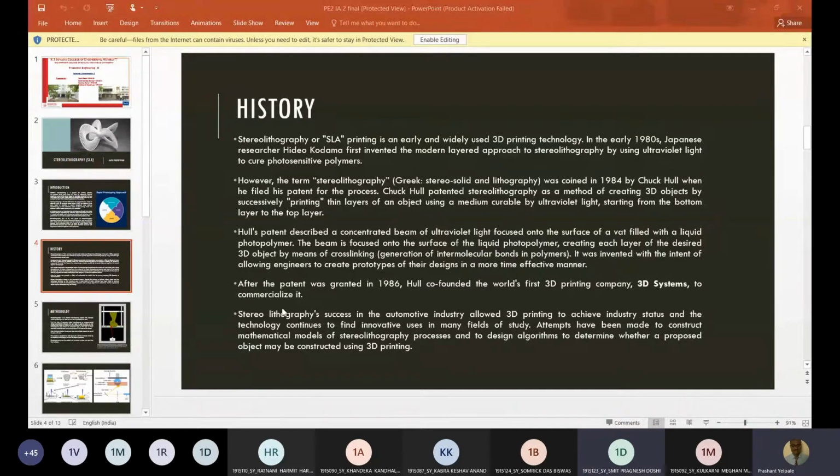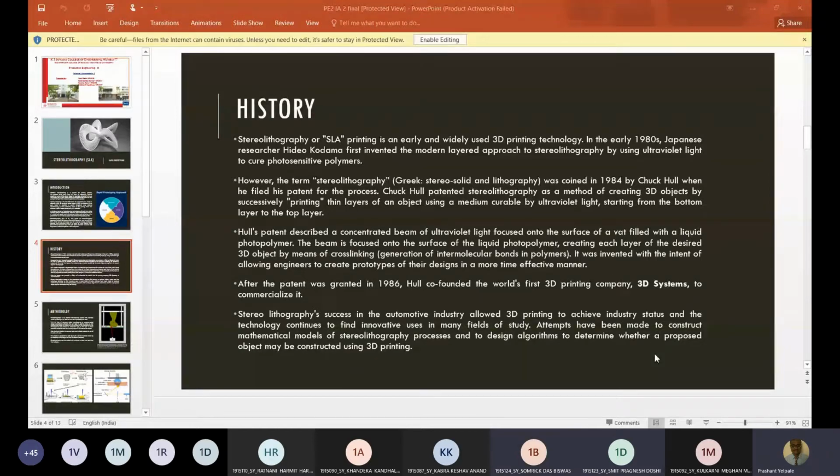After this success it was mainly used in the automotive industry, and the blocks were built in the industry using the 3D printing process. Besides this, it is also used in medical fields as well. That will be coming ahead in the applications. So I'll hand over to Somrik for methodology.